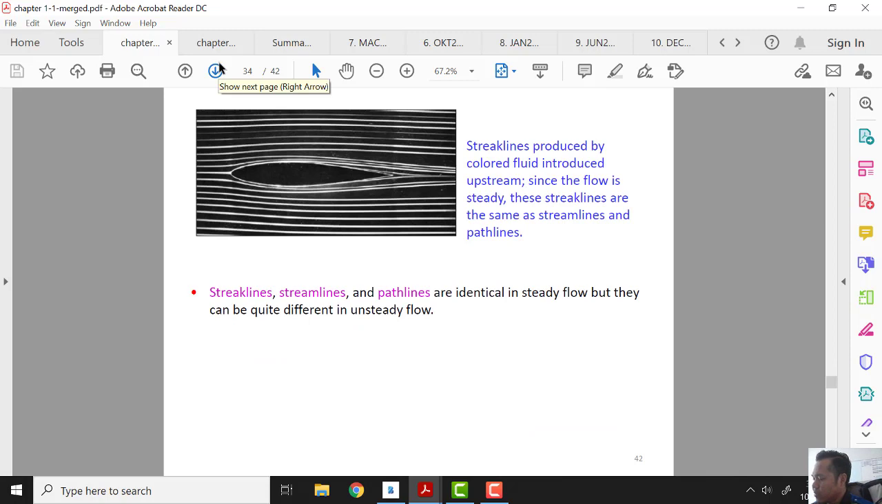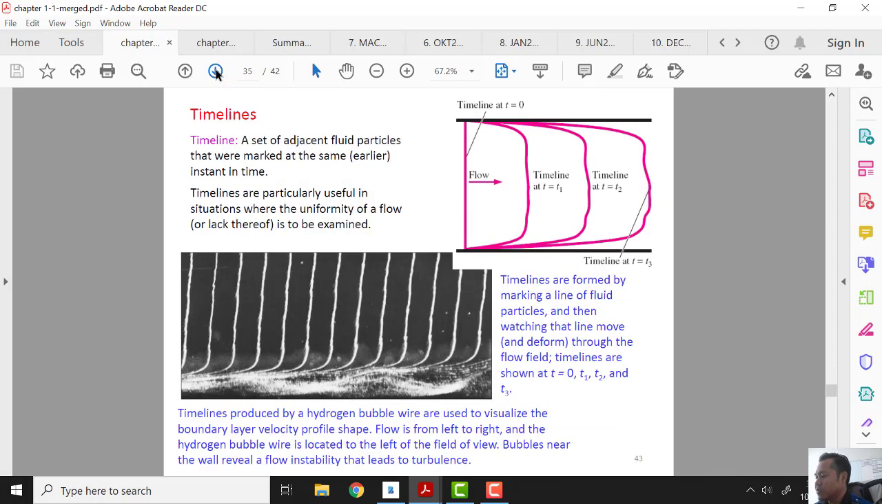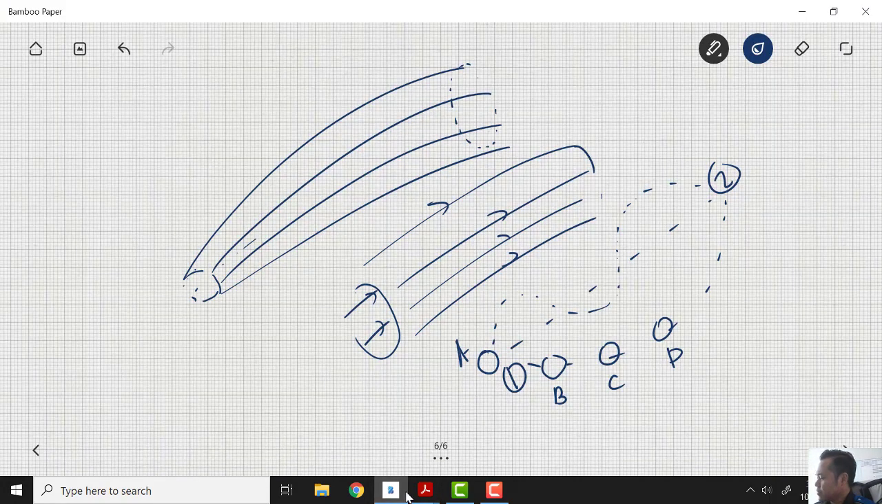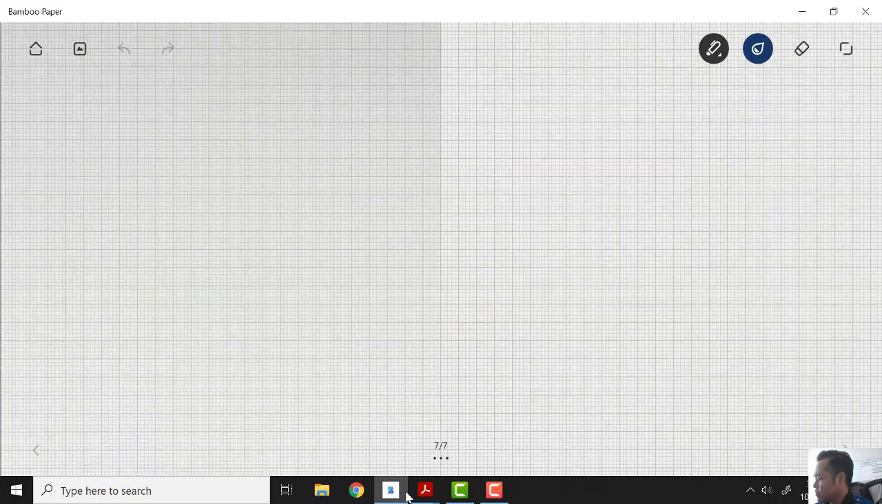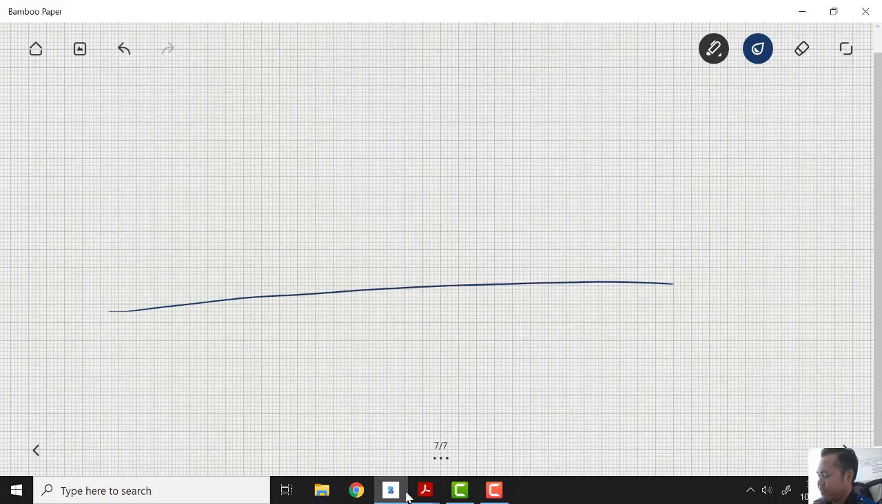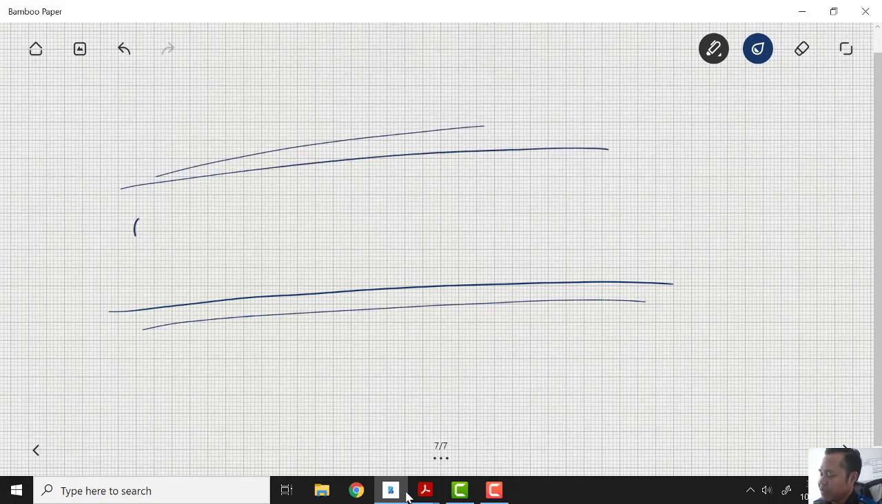Alright, and what is another one? The last one, we are looking at the timeline. So what is a timeline? It's very simple. For example, we have here a part, and we have particle A. At T1, the particle is here, and at T2, particle A is here. So this line between T1 and T2, we call it the timeline.